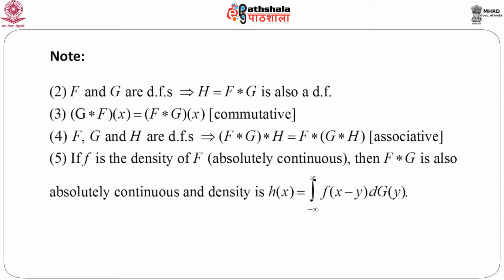It is interesting to note that this convolution is also associative in nature. That means if F, G and H are distribution functions, then first take the convolution of F and G, and then take the convolution of that F star G with H, which is the same as first taking the convolution of G and H and then taking the convolution of F with this G star H.